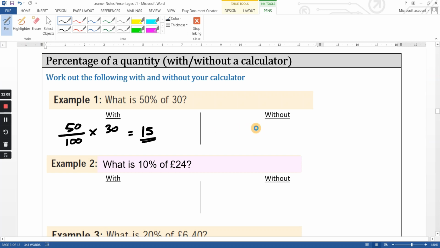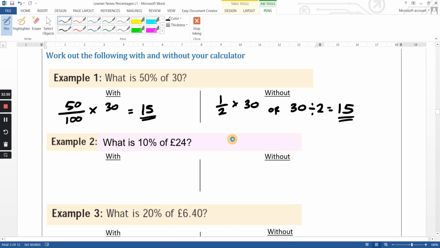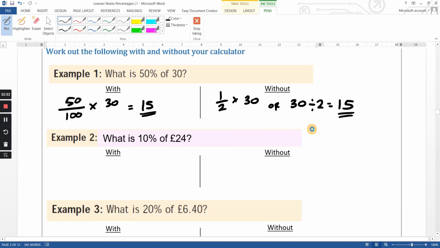Without the calculator, like I said, I know that 50% is a half, so I'd probably do half of 30, or in other words, 30 divided by 2, which I know is 15. So slightly different. You know that 50 over 100 simplifies to a half, and you can get your answer straight away. Example 2, what is 10% of £24?